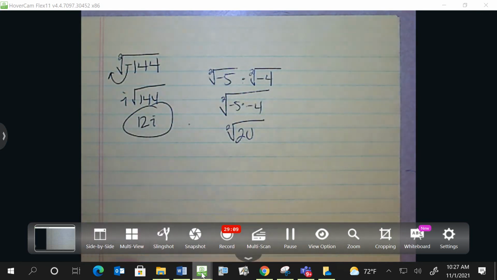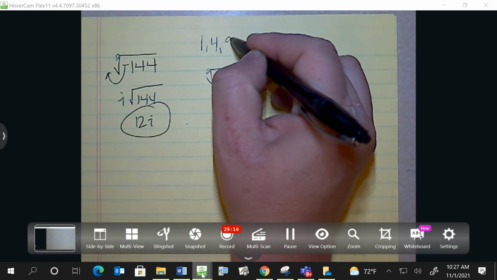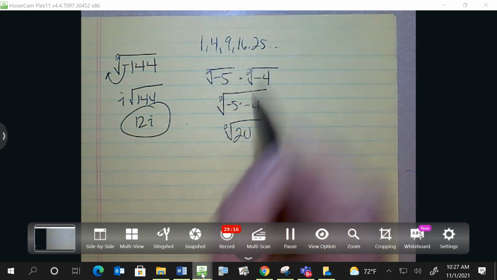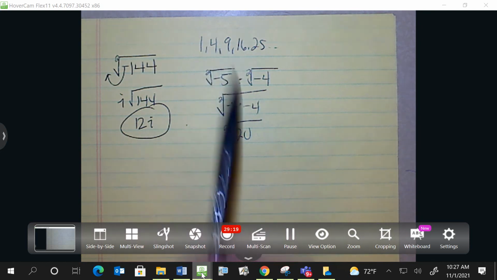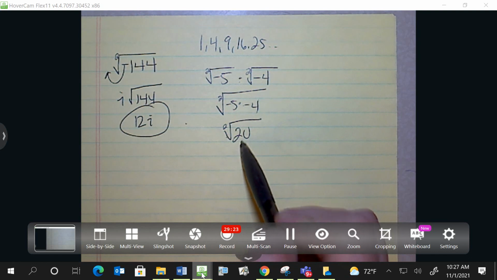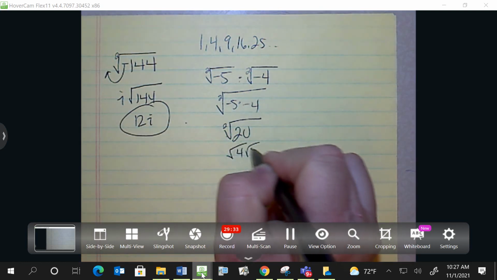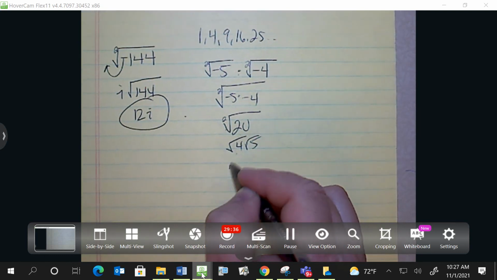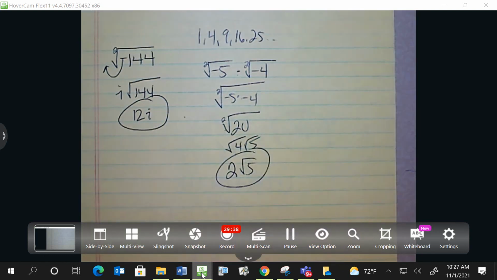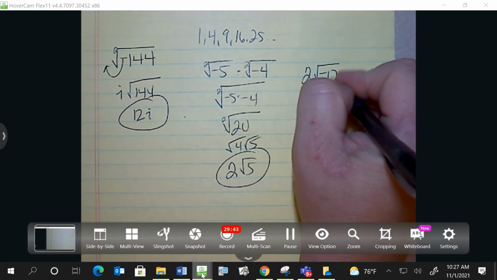So is this a final answer? No. We're working with square roots, so I'm thinking about those perfect squares: 1, 4, 9, 16, 25, and so on. What is the largest number that divides into 20 nicely? Well, 16 doesn't, because 16 times something can't give you 20 without being a decimal or fraction. 4 times what? Okay, 4 times 5. I'm breaking this down. Square root of 4 is 2. Square root of 5 is ugly. Problem is done.